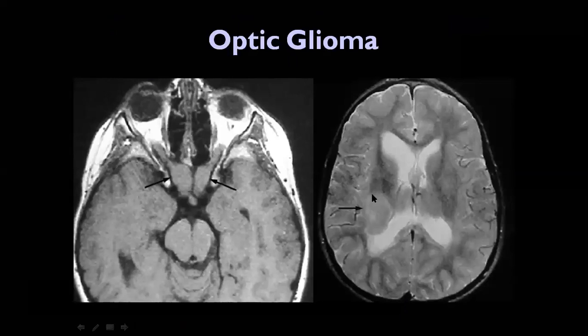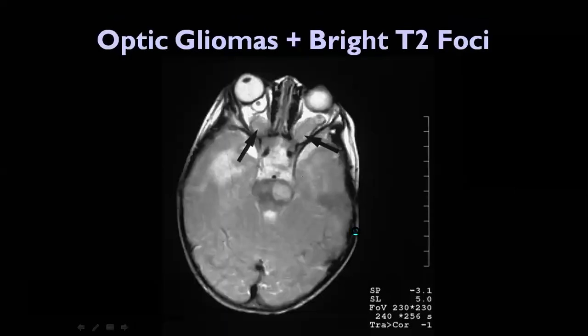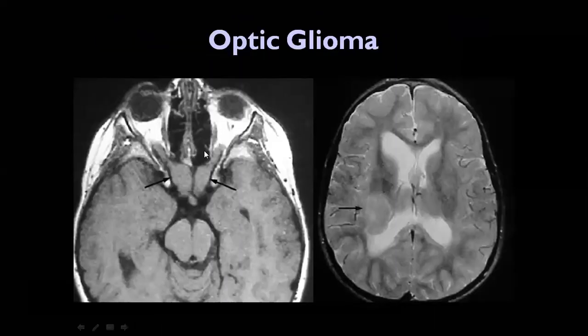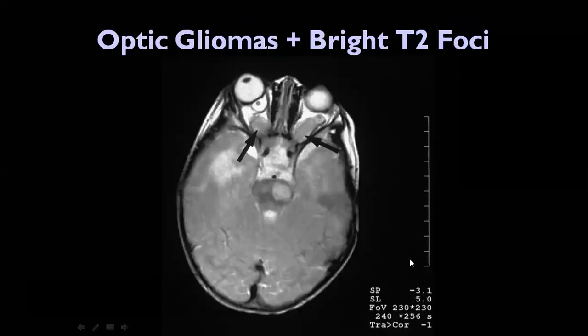We mentioned this case before. Don't be satisfied, look for the other clues. Do not miss this optic glioma, other gliomas, because if the patient has bilateral glioma, he may have other gliomas. Okay, optic glioma, and there are some hamartomas in the brain.